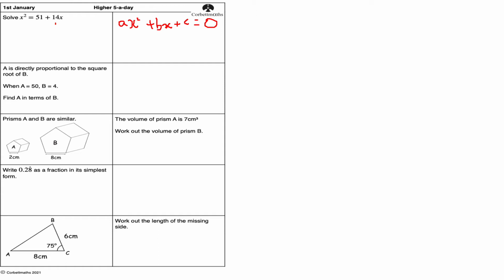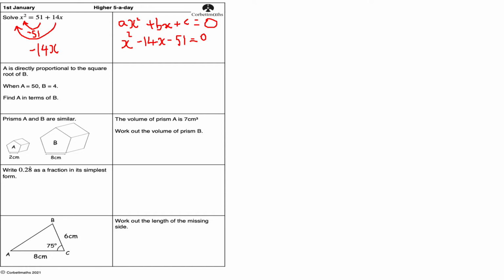So I'm going to bring the 14x over to the left hand side. I'm also going to bring the 51 over. So we're going to have x squared subtract 14x subtract 51 is equal to 0. Okay, so I've brought everything from the right hand side to the left hand side, so it changes the sign. So I've taken away 14x and I've taken away 51. So I get x squared minus 14x minus 51 equals 0.